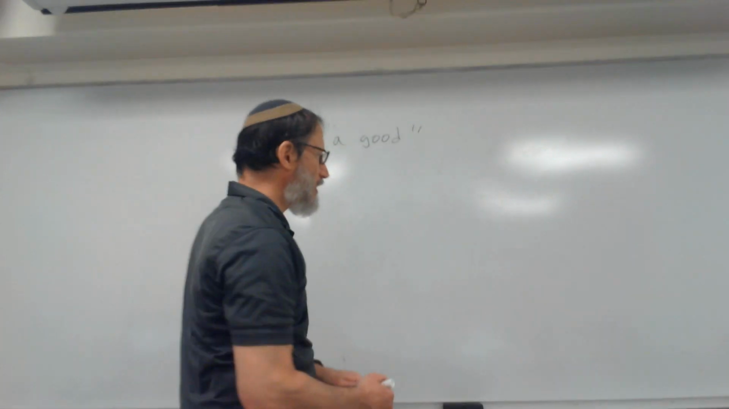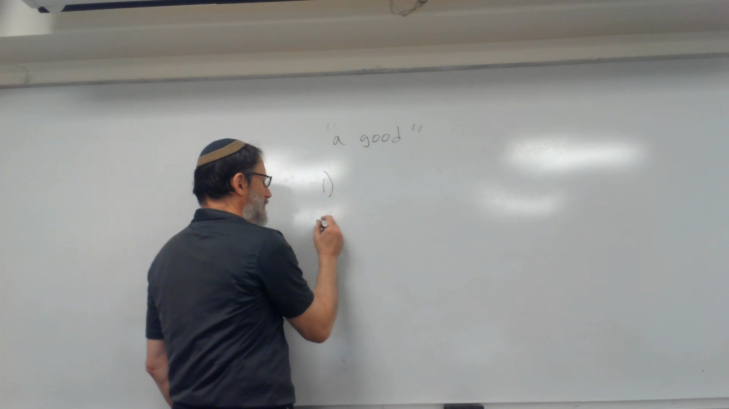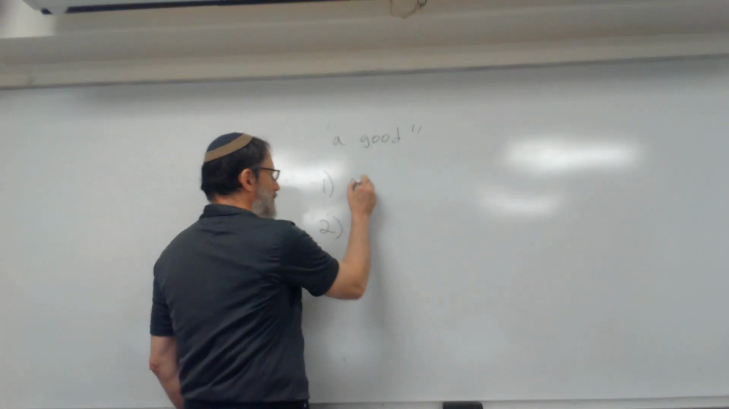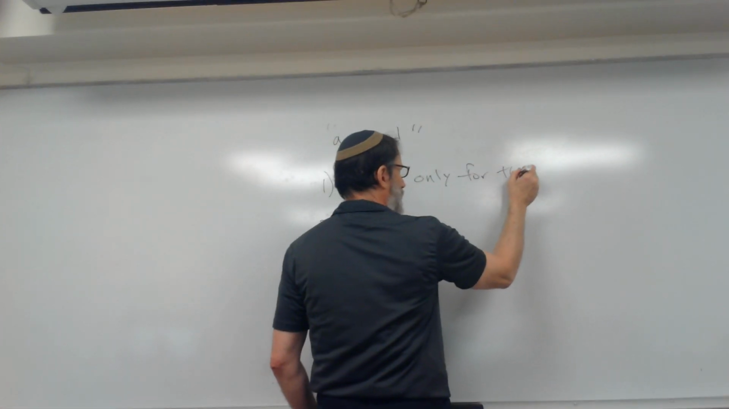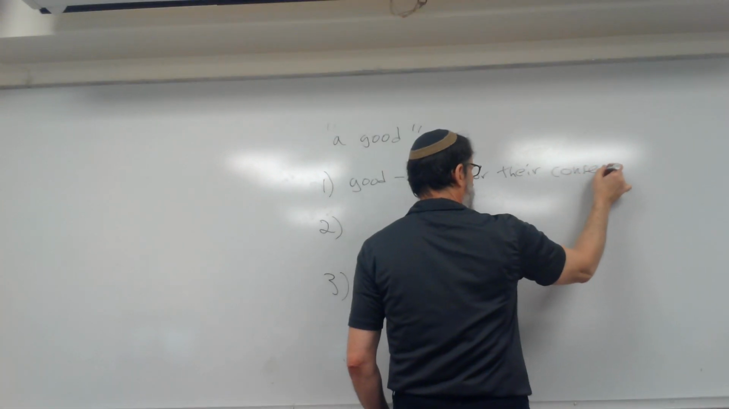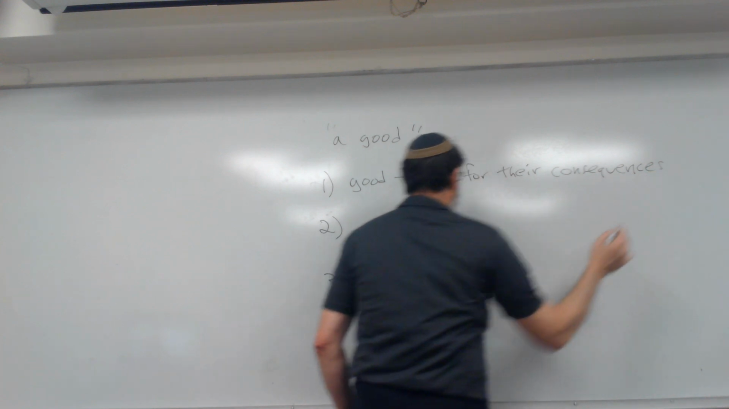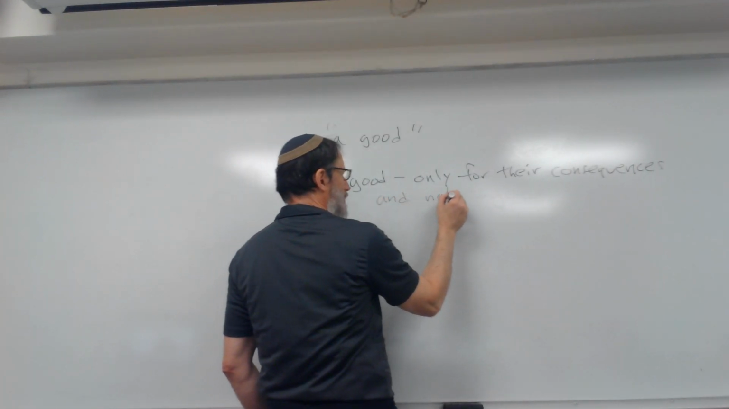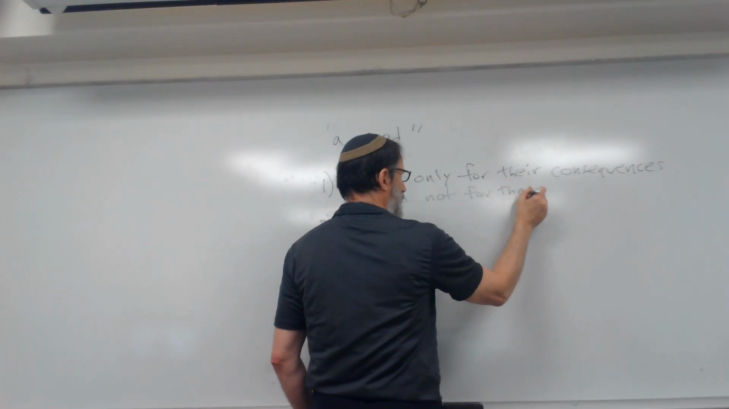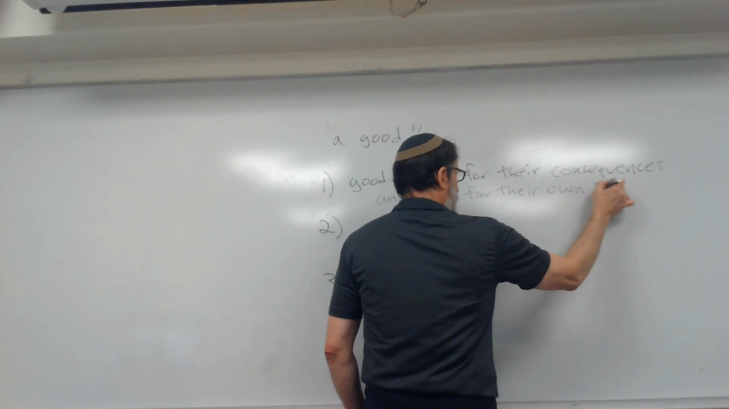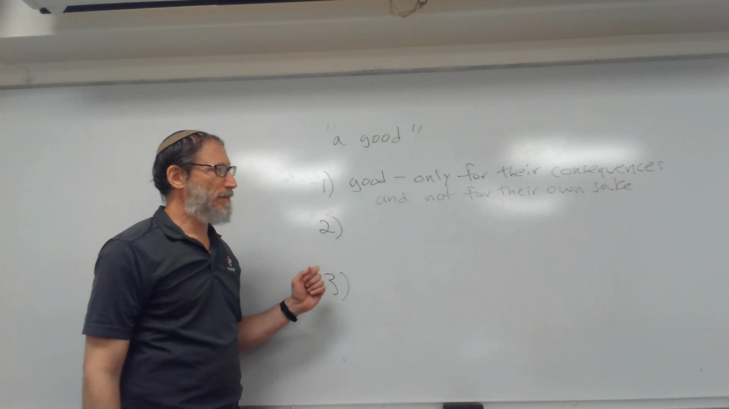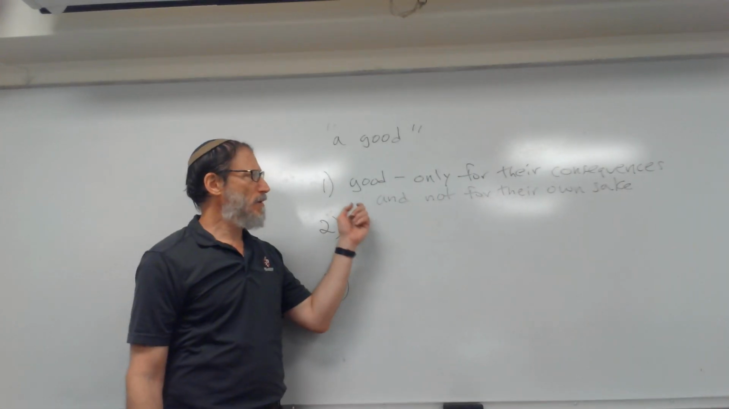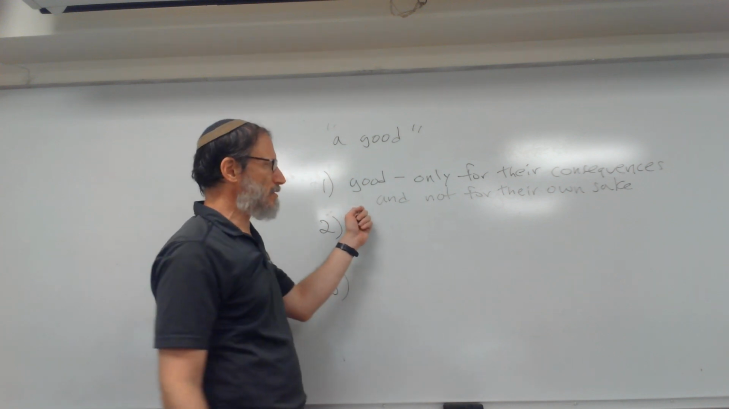He says that we can classify goods into three general categories. There are certain things that are good only for their consequences, and not for their own sake. Now he gives examples of each one. That's why I wanted to bring this out, because this will help us maybe get a better grip on what we're talking about with this good for its own sake, good for its consequences.